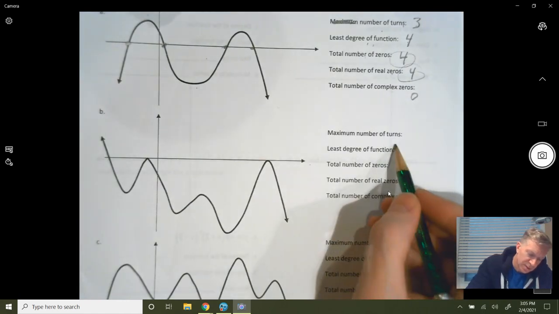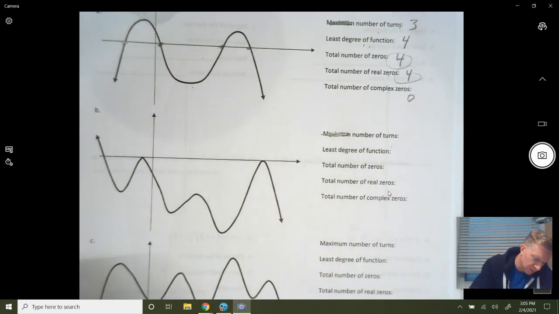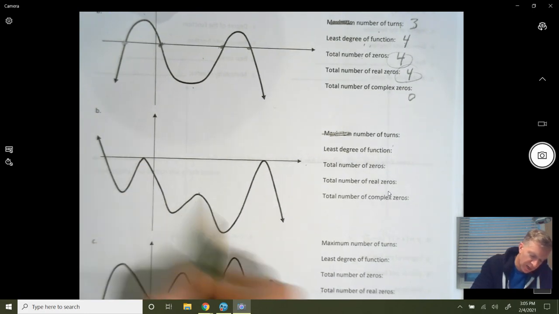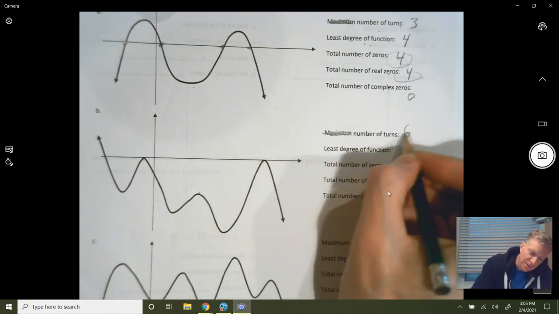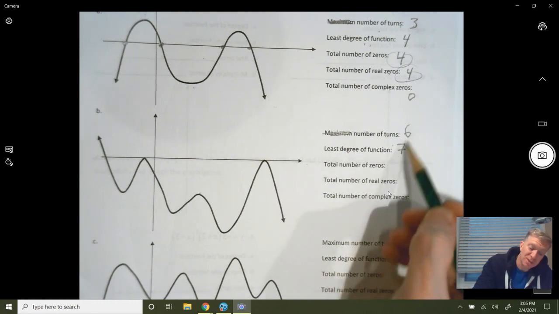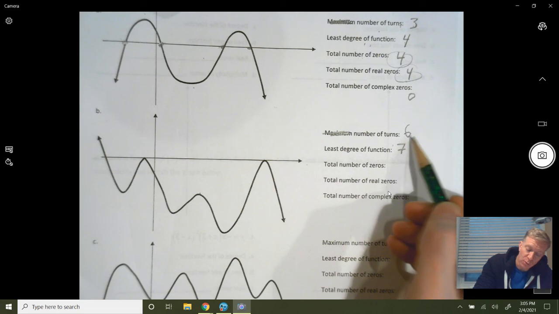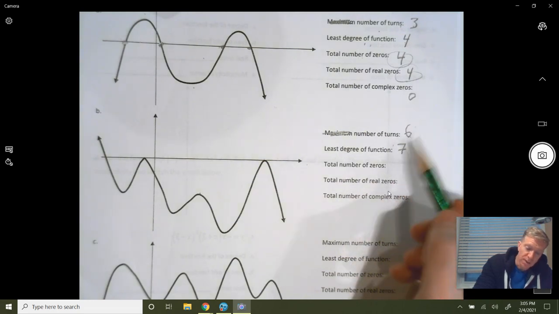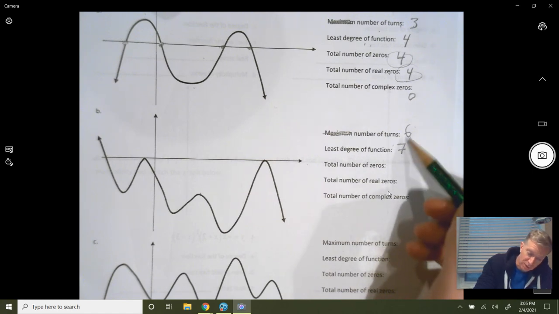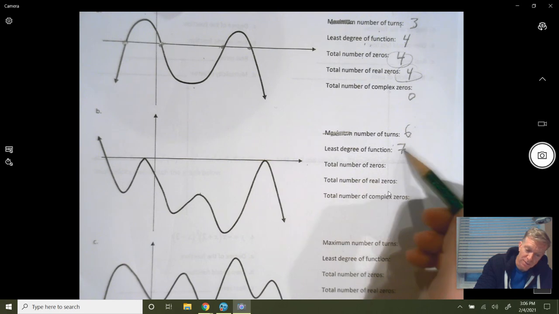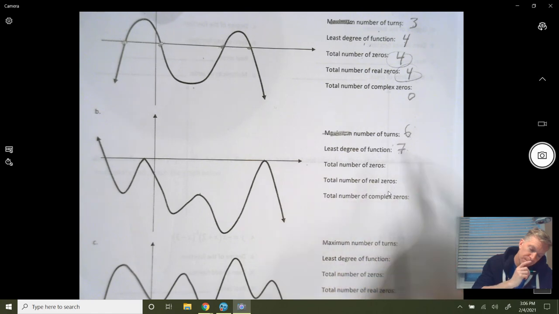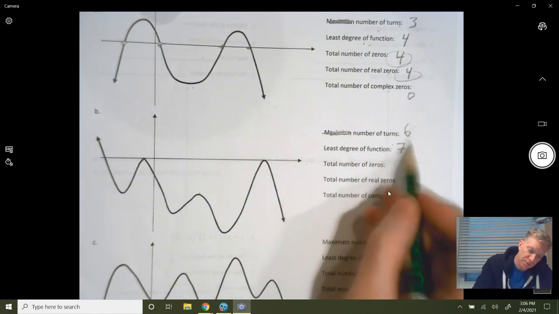Maximum number of turns. Well, let's just say the number of turns. We're looking at how many turns there are. So there's a turn. 1, 2, 3, 4, 5, 6. 6 turns. So the least degree of the function, it's at least 7. Because remember, with degree 7, there's at most 6 turns or bumps. Could be 4. Could be 2. If the function is odd, the number of turns is even, and so on. Number of turns is always less than the degree. Total number of zeros matches your degree, so we'll say 7.